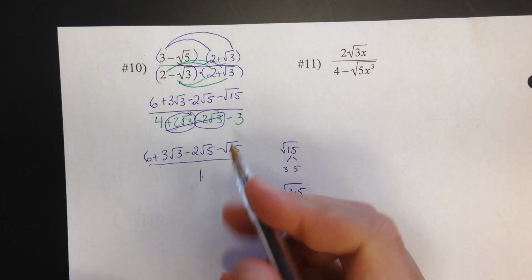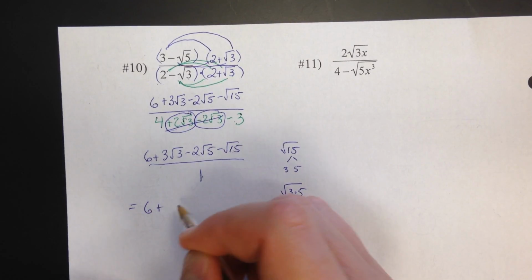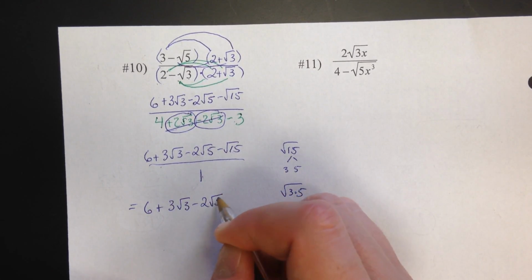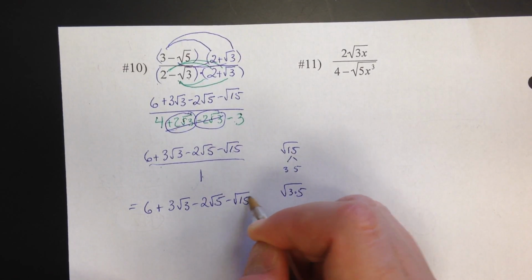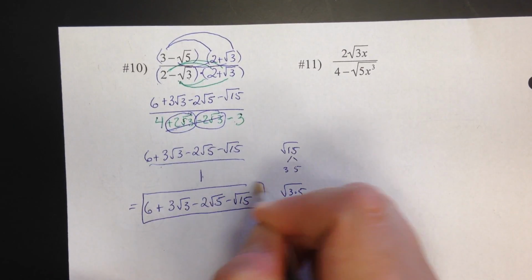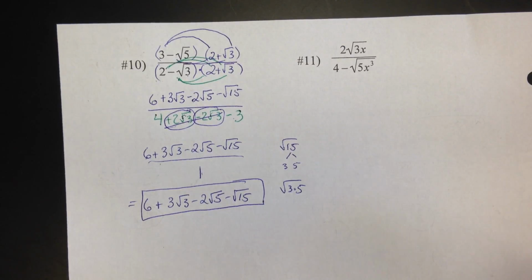Now you don't have to divide it by 1. I'll just rewrite the top. 6 plus 3 root 3 minus 2 root 5 minus square root 15. That's it. And that is the end of the notes.